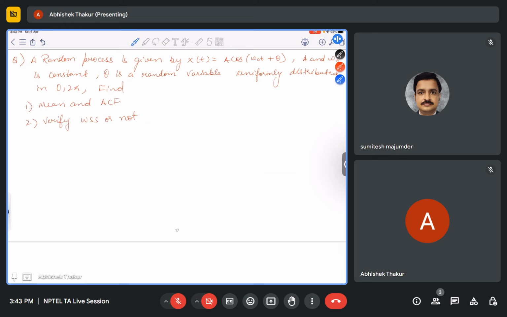First we'll find the mean and autocorrelation function. If they are independent of time, then the signal is WSS. So the first part is the mean. Mean is equal to the expectation of x(t). x(t) is given as A cos(omega naught t plus theta). So we'll write A cos(omega naught t plus theta), and this becomes an integration from 0 to 2 pi, as it is given that theta is uniformly distributed in 0 to 2 pi.